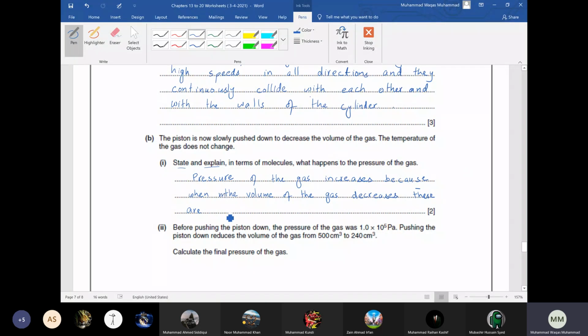So there are more frequent collisions between the molecules and the walls of the cylinder, right? Clear beta? Clear?